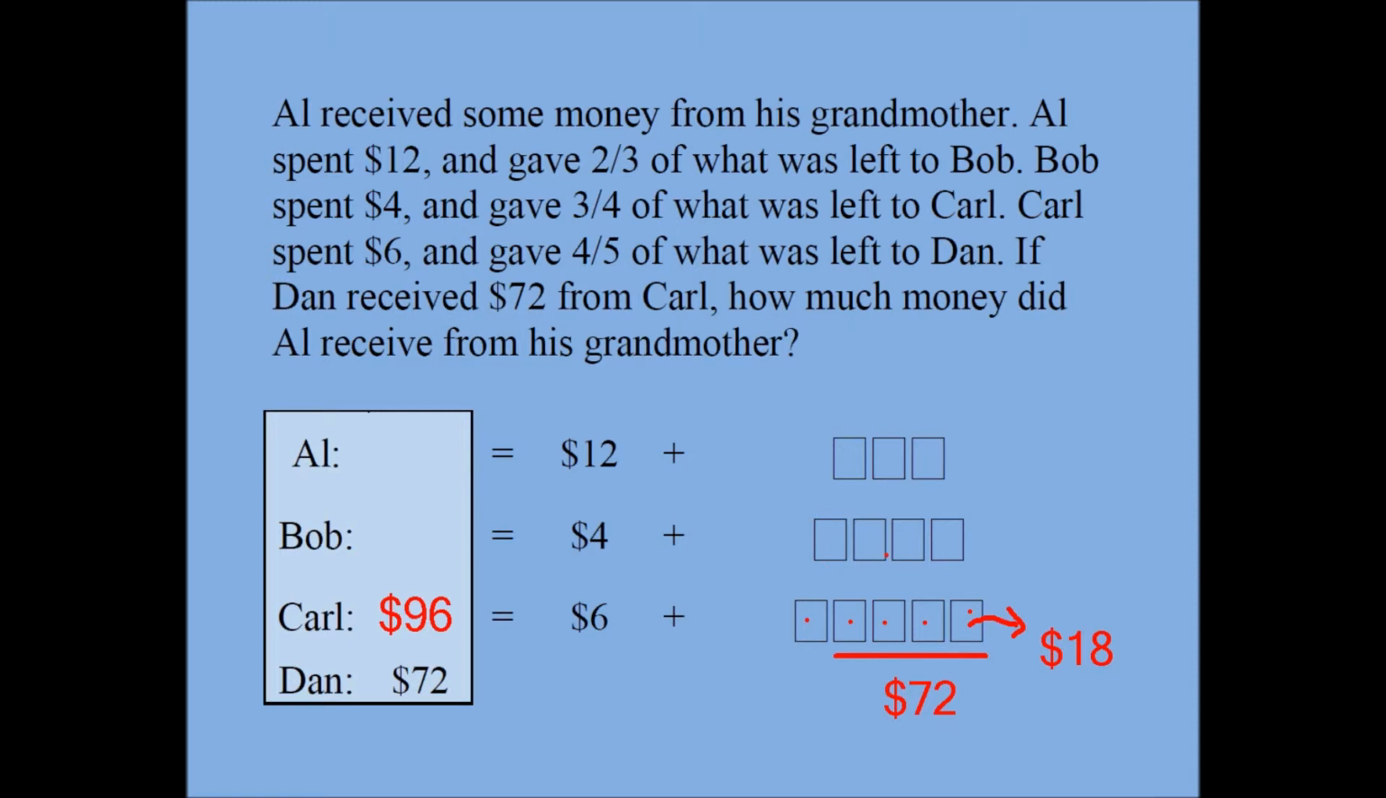So since Bob gave 3/4 of what was left, we took the denominator 4 and cut up the leftover of Bob's money into 4 equal parts, and he gave 3/4 to Carl, so this has to be $96. Take 96, divide by 3. 96 divided by 3 is going to be 32, so this has to be 32.